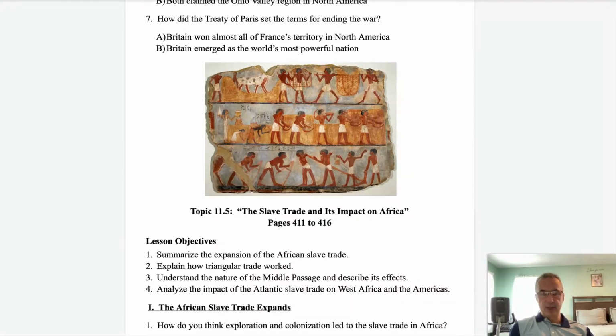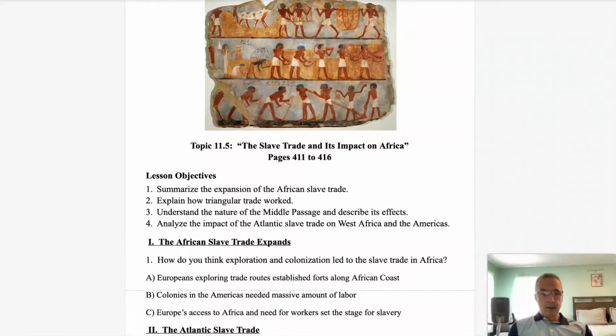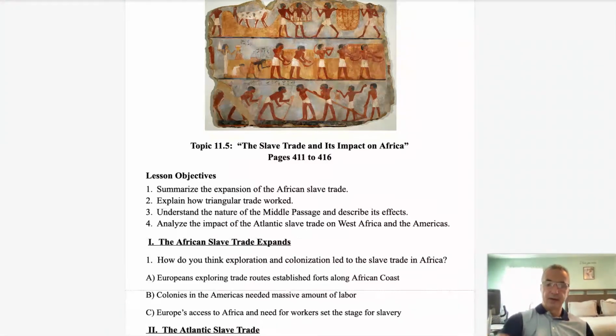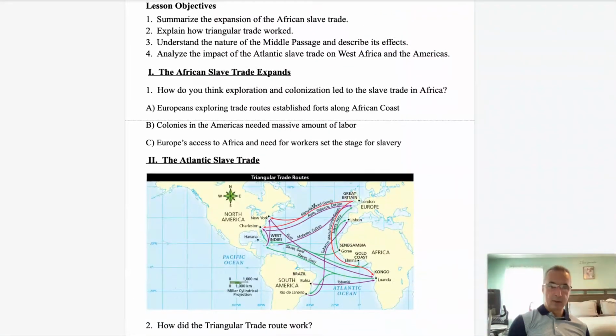1. How do you think exploration and colonization led to the slave trade in Africa? Europeans exploring trade routes established forts along the African coast. Colonies in the Americas needed massive amounts of labor. They had too much land and not enough people to work it. Europe's access to Africa and need for workers set the stage, unfortunately, for this disturbing period of time of slavery in America. You can almost see the triangle that's formed here between Africa, Europe, the Americas, and the Caribbean.